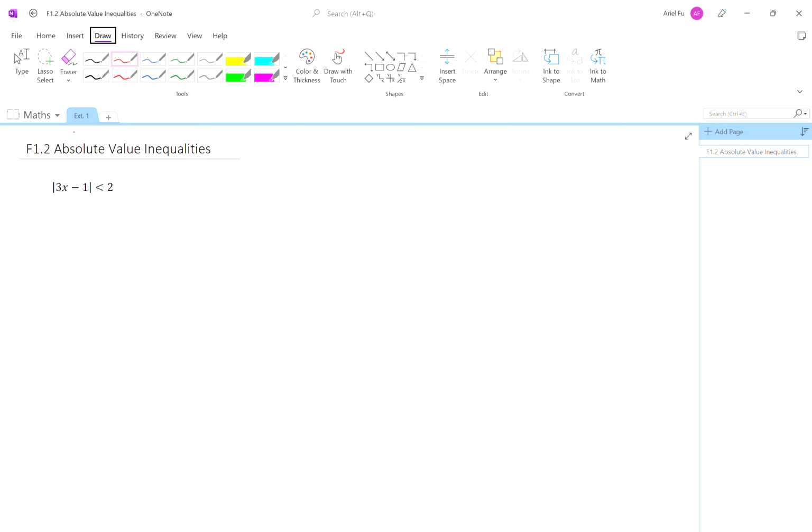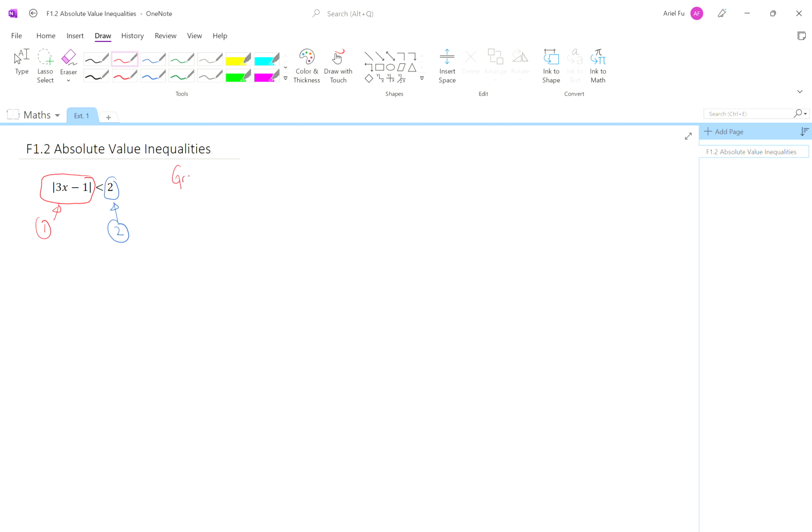One way to solve absolute value inequalities is by plotting graphs. So what you need to do is first plot a graph to represent the red part, and then plot a graph to represent the blue part. The red part is the absolute value inequality.